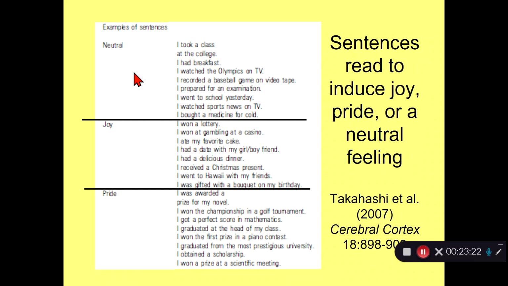And these are funny. I like the neutral ones. I took a class at college. This was about as enjoyable as preparing for an examination or eating breakfast or buying a medicine for a cold. Sentences that evoked joy included I won the lottery or I ate my favorite cake. Sentences that induced pride included I was awarded a prize for my novel, I got a perfect score in mathematics.